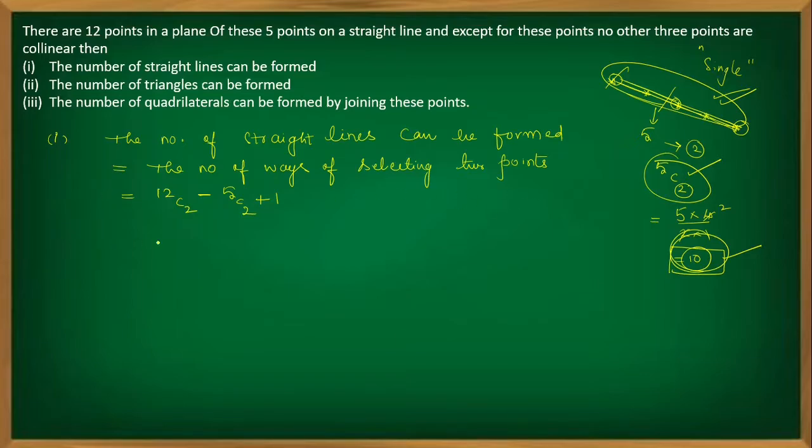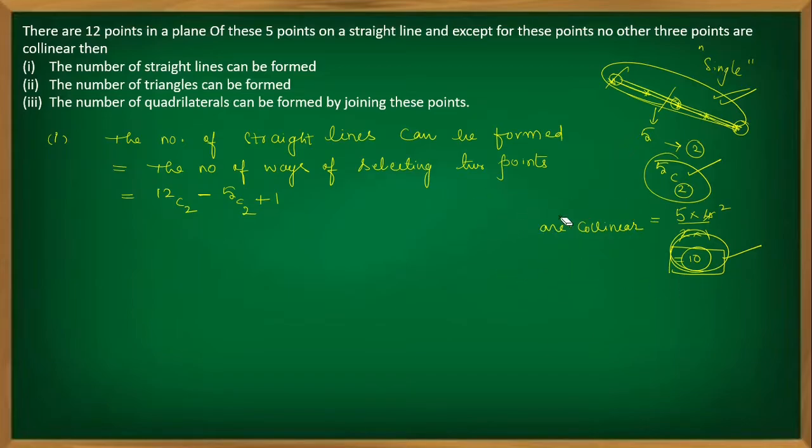In the general way, suppose n points are given in a plane, among which m points are collinear. Then how many straight lines can be formed using these points? From n, you select 2 points, that gives the number of lines. But from m points, if you select any 2 points, that gives the same straight line every time. So we have to subtract mC2 and add that single line at the end: nC2 minus mC2 plus 1. I hope you understood.